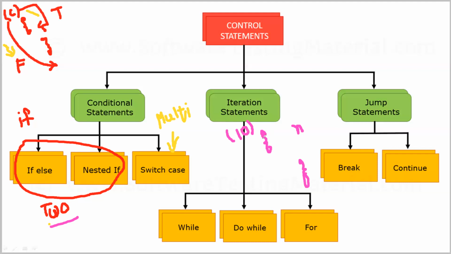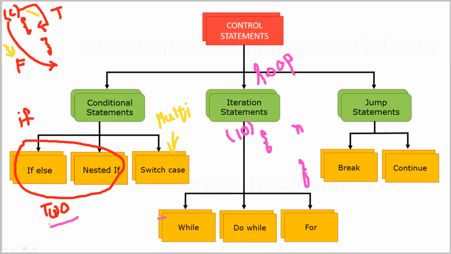And the statements which are used for supporting the execution of code multiple times are called iterational statements. Or there is one more name: looping statements or loop statements. So these iteration statements are also called loop statements or looping statements, right? These are the examples of iteration statements: while, do while, and for.